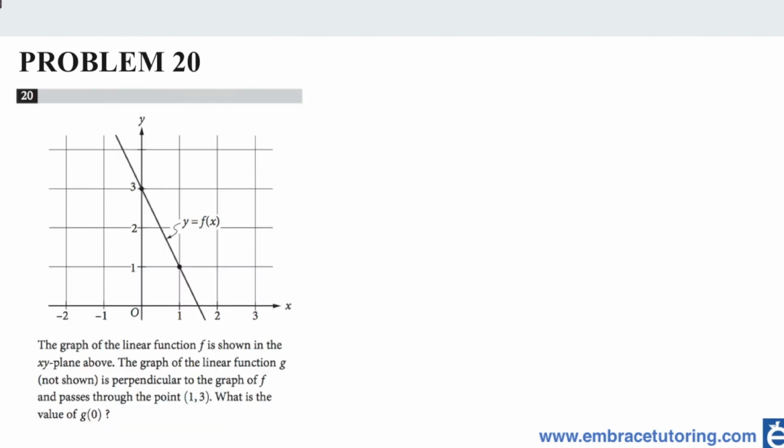Now, finally, rounding it out, here we have problem 20. We have the graph of the linear function f shown in the xy plane above. The graph of the linear function g, not shown, is perpendicular to the graph of f and passes through the point (1, 3). What is the value of g of 0? Now, let's see if we can break this down.